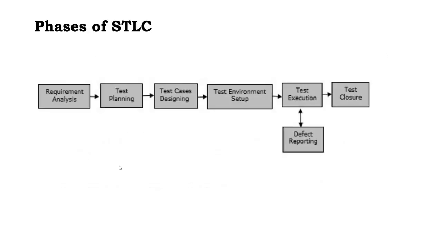So these are the different phases of the STLC model. It starts with requirement analysis, test planning, test case designing, test environment setup, test execution, and in test execution itself, if we find any defect, then defect reporting comes into the picture. That we'll learn as part of the defect life cycle, which is a different life cycle. And then the test closure.